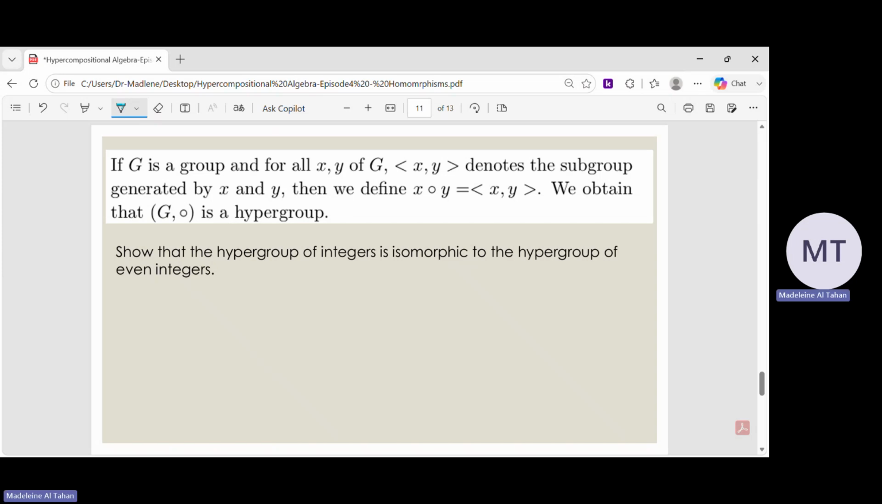A particularly important kind of homomorphism is an isomorphism. An isomorphism is a bijective good homomorphism, as we said before. So when two hypergroups are isomorphic, they may look different, but algebraically they are identical. And every property of one hypergroup can be translated to the other through the isomorphism. Here we'll consider an example on two isomorphic hypergroups.